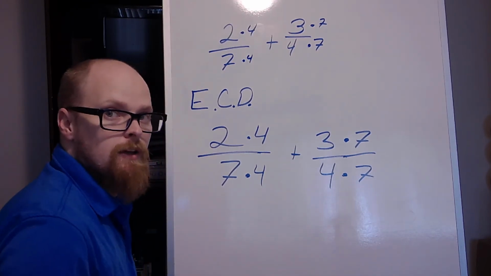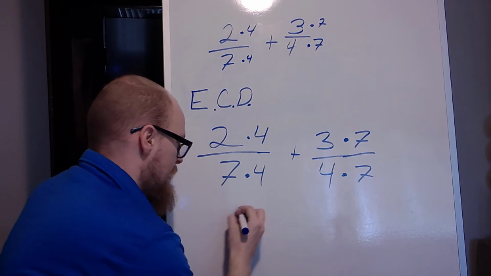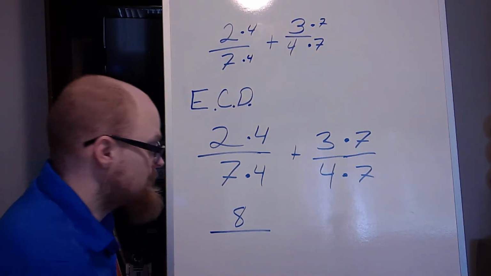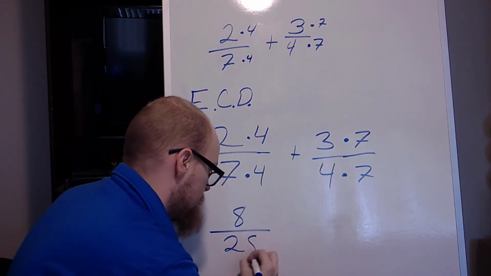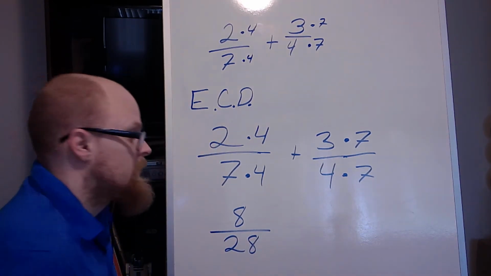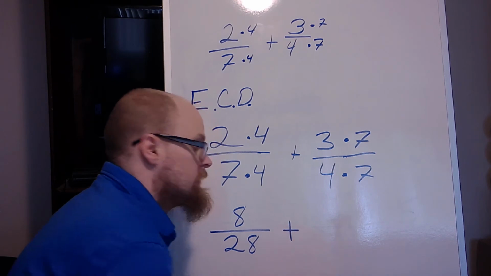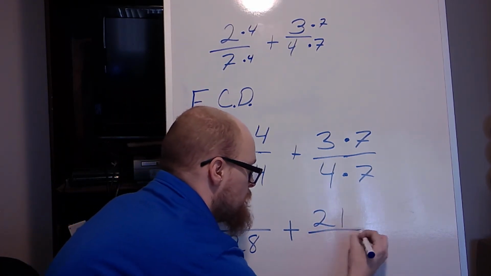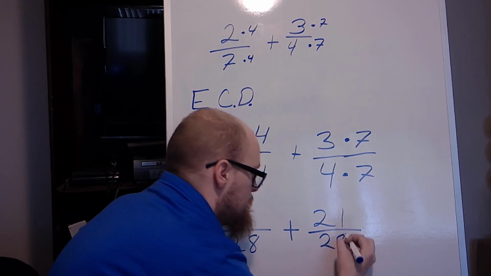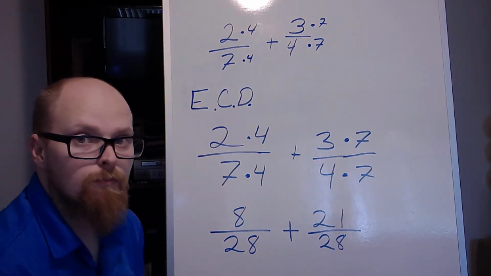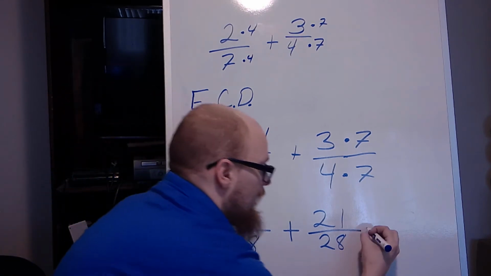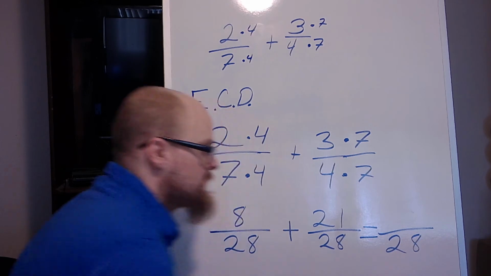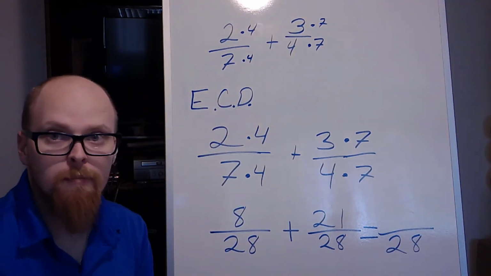Okay? Let's do our math. It's going to be 8 over 7, 14, 21, 28. Okay? Plus 21, right? 7 times 3. 21 over 28. Okay? Now again, I have a common denominator now. I'm going to keep it. 28. That's what my answer is going to be on the bottom.